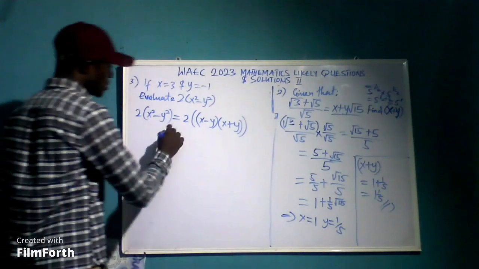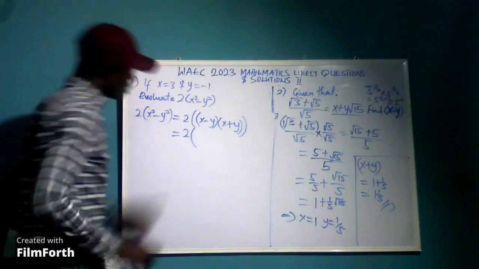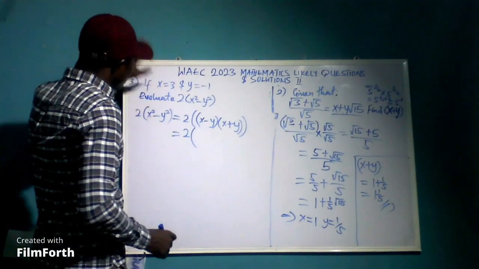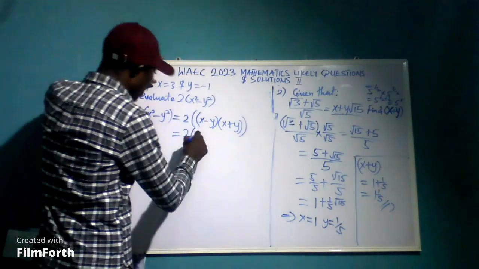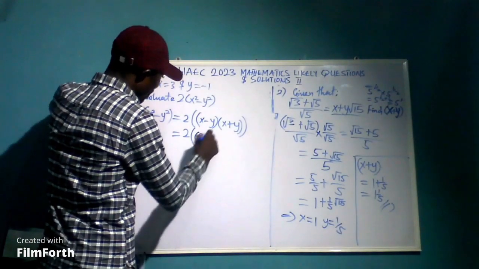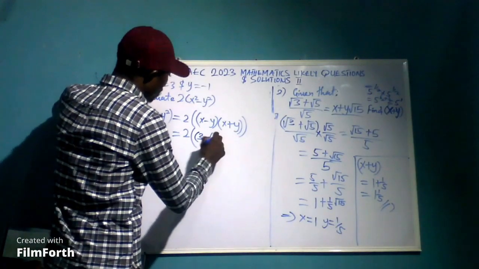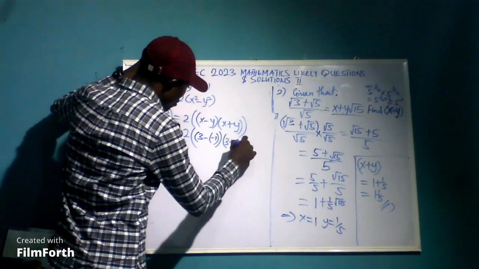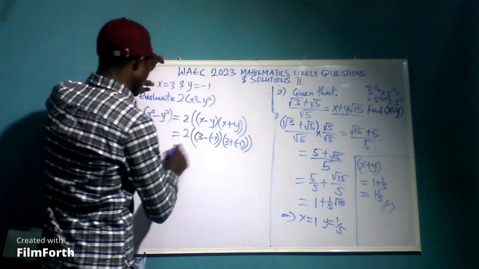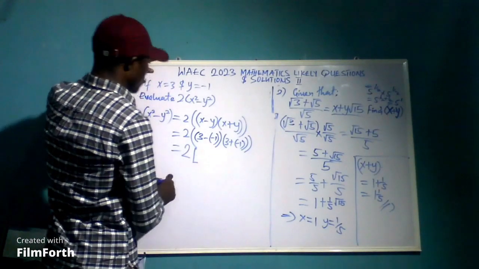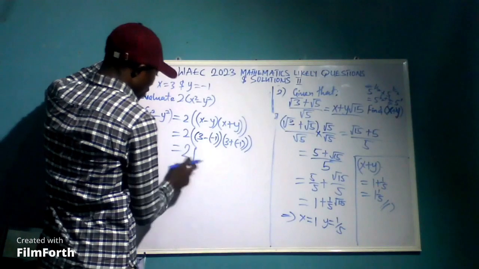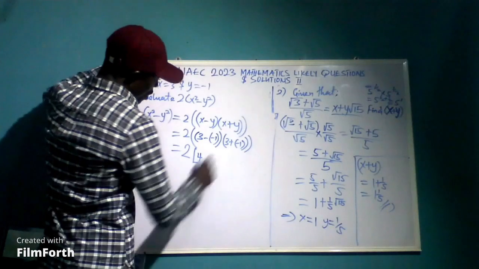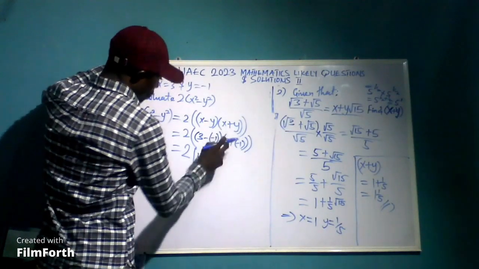This is equal to 2 into brackets. Now let's put in the values given to x and y in the question, so that we have x equal to 3, minus y, which is equal to -1, then 3 plus -1. So that we have 2 into brackets: minus times minus will be plus, and 3 plus 1 will give us 4. Then we have plus times minus, that will be minus, 3 minus 1, that will give us 2.